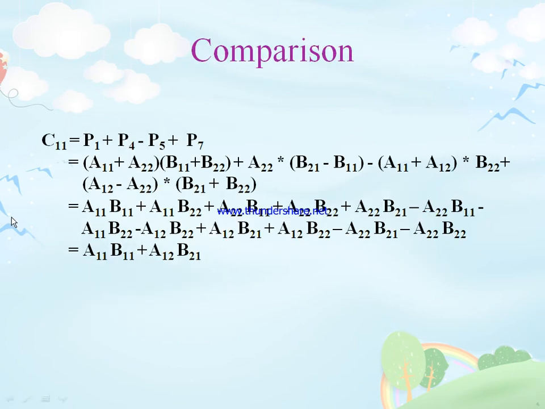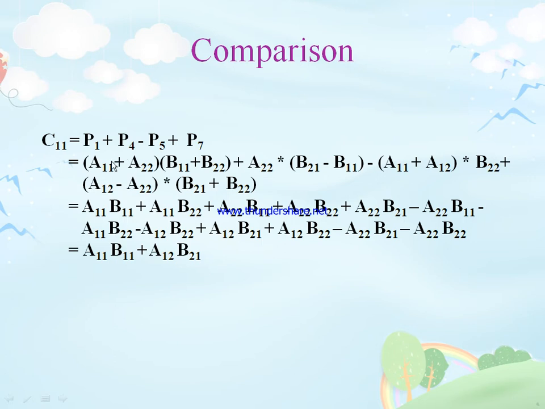So you can expand this: C11 equal to P1 plus P4 minus P5 plus P7. So we can expand in this manner and we can get the result. When we are expanding this as final, we can get this result.